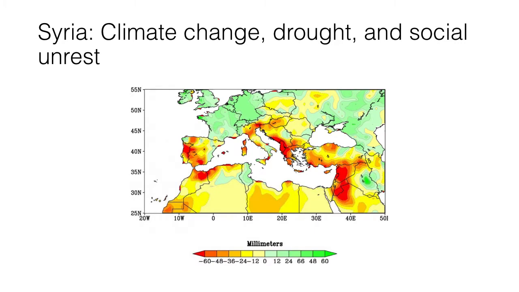Climate change-induced drought also appears to have been a contributing cause of the Syrian conflict. In this figure, we see the deficit or surplus of water in the Mediterranean region. Reds and oranges highlight lands around the Mediterranean that experienced significantly drier winters from 1971 to 2010 than the comparison period of 1902 to 2010.